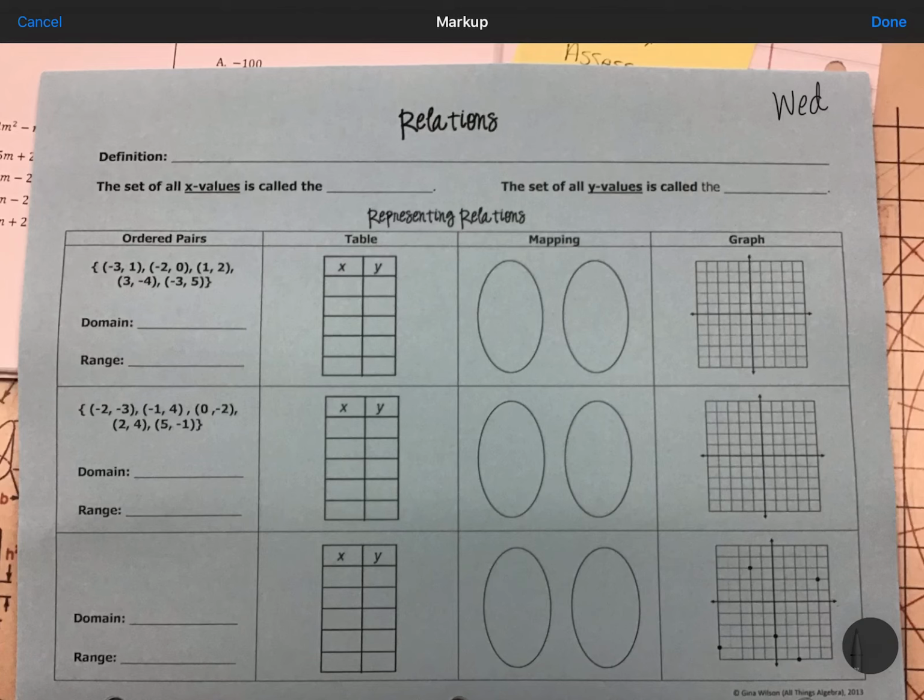So find your notes page. It's blue. It's titled Wednesday in the top right-hand corner. And fill in your notes as we go through my notes page.